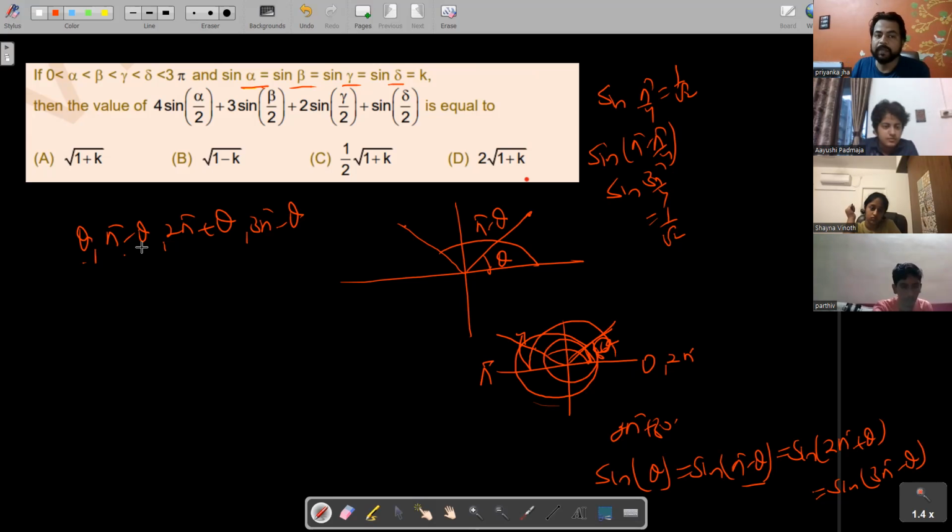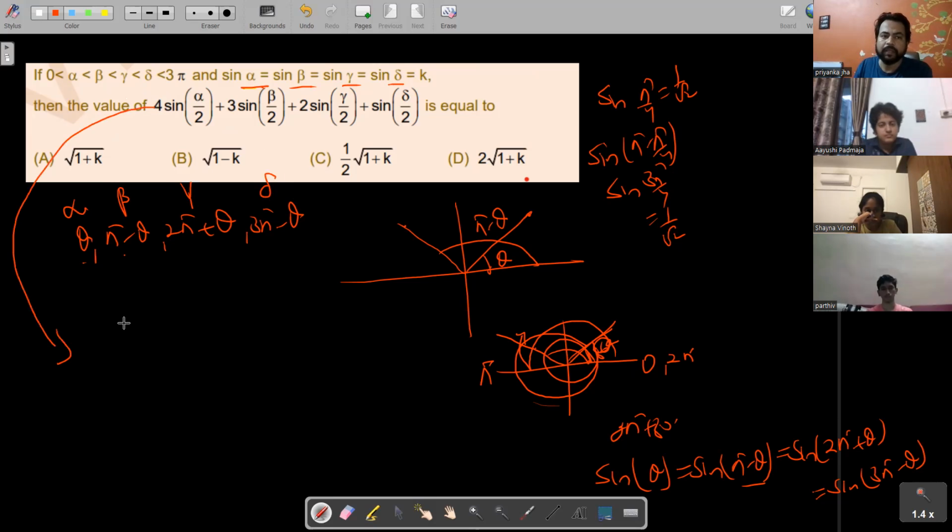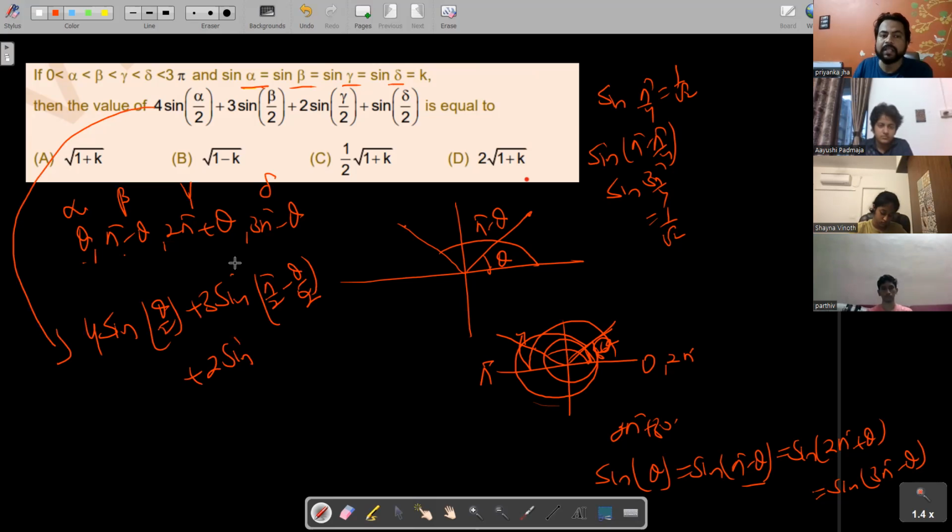So these four angles, now you can take any value. Alpha is the least one, delta would be the greatest one, right? Suppose this is your alpha, this is your beta, this is your gamma, this is your delta. Now put these values in this expression: sine alpha by 2, alpha is theta, so this is sine theta by 2, plus 3 sine beta by 2, beta is pi minus theta, so this is pi by 2 minus theta by 2, plus 2 sine gamma by 2, gamma is 2 pi plus theta, so pi plus theta by 2, plus sine delta by 2, so this is 3 pi by 2 minus theta by 2.